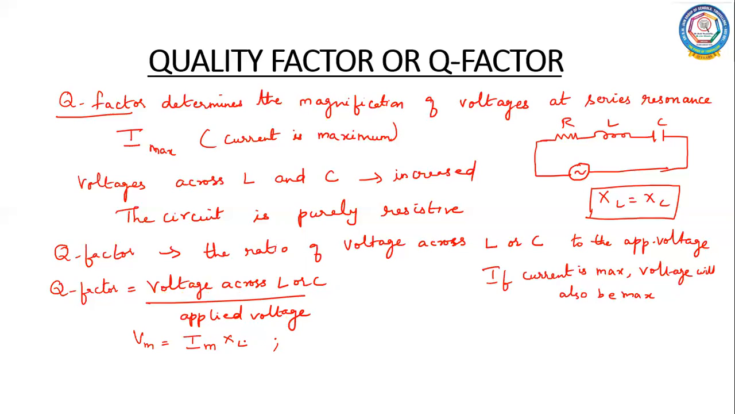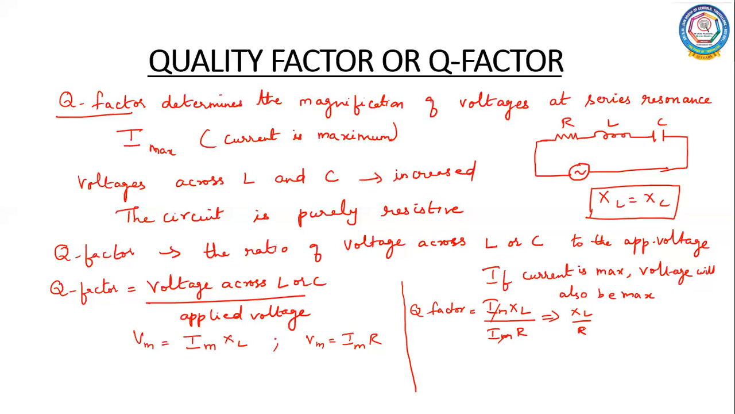And what will be the value of the applied voltage? Again here applied voltage is represented as Vm, which is also equal to Im into R. So substitute in this formula. Now here I have Q factor equal to Im XL by Im into R. Now here Im gets cancelled. So here is the formula for Q factor, which is given as XL by R. So this is one formula.